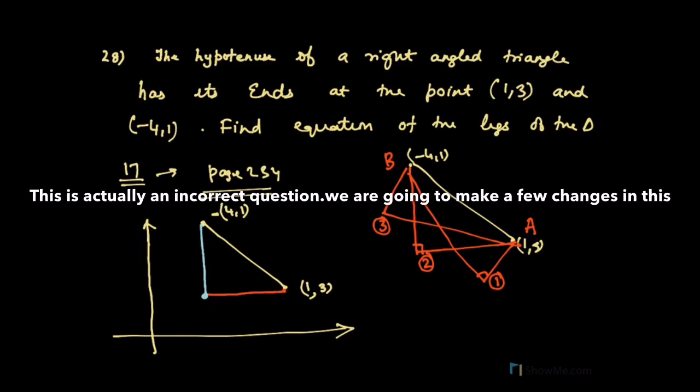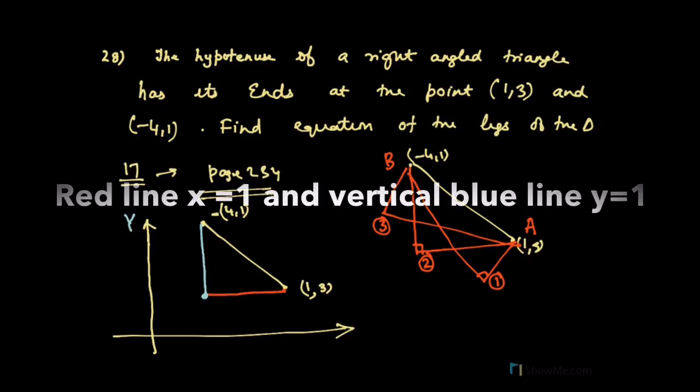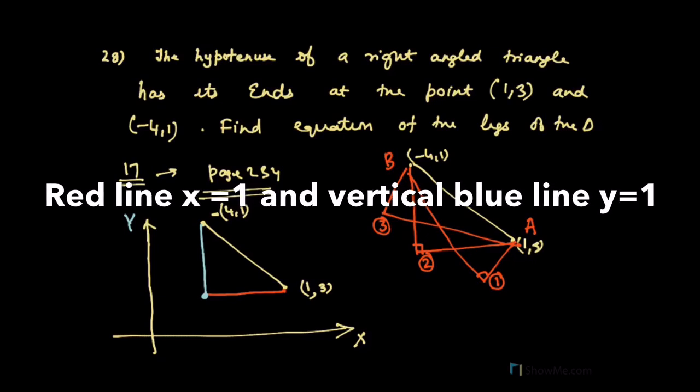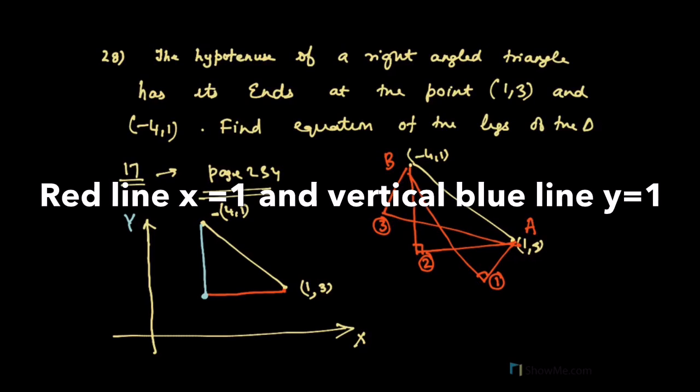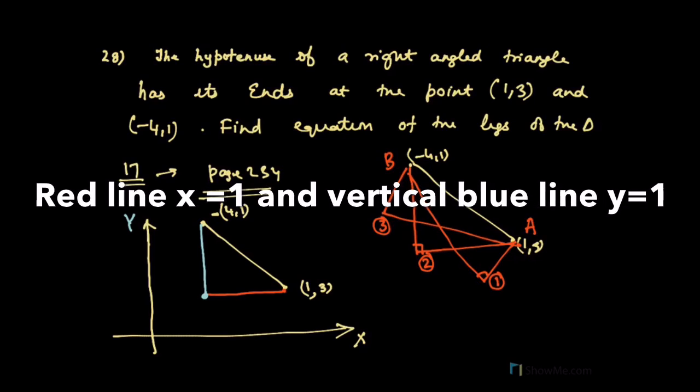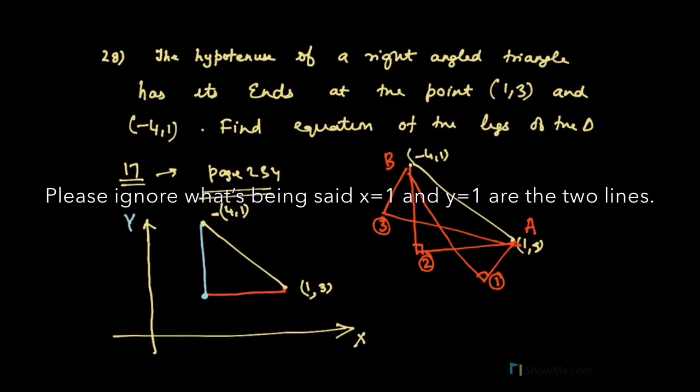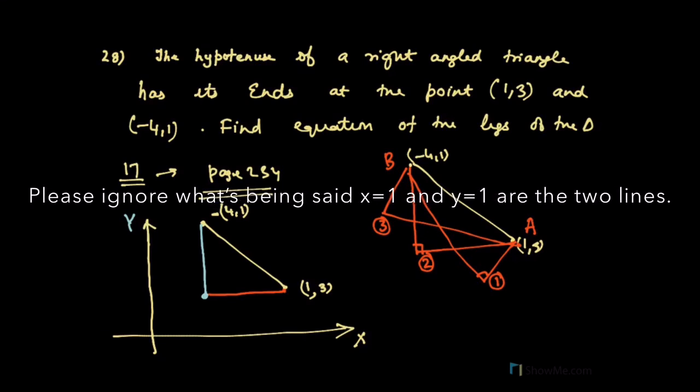Now think of a line parallel to the x-axis passing through (1, 3). This is going to be of the form y is equal to a constant, so the equation is going to be y is equal to 3. The horizontal line means only y, so y is equal to 3 because it passes through (1, 3). And the vertical line, the blue line, is x is equal to minus 4.